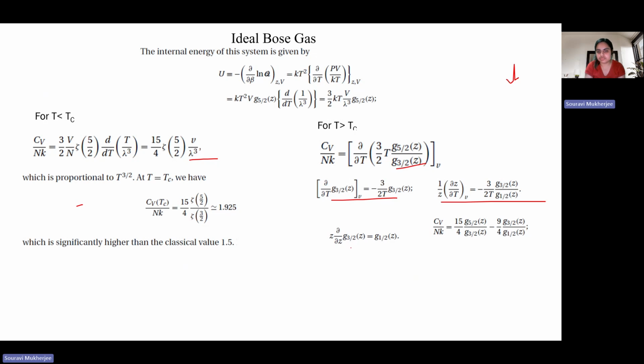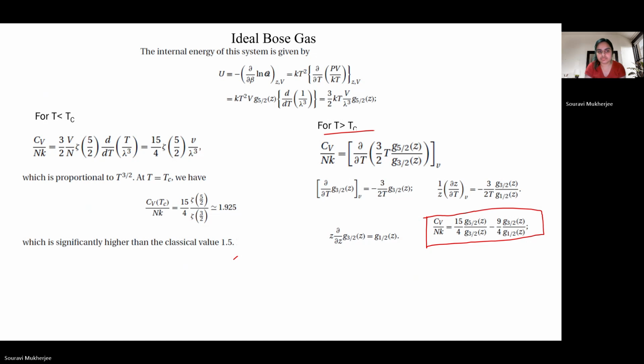So from here, see, these relations are very useful. You can just use them back, and you get an expression for CV by NK for T greater than TC. Okay, and for T less than TC, this is your expression. It's a value larger than the classical limit.